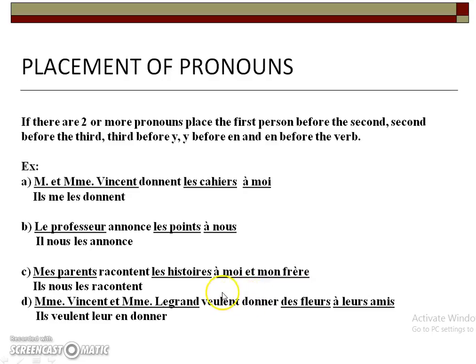Now, the reason that we do not place the pronouns before veulent is that in English we translate it as Mr. and Mrs. Legrand wish to give them to them. So, in English, after whichever verb we place the pronouns, in French we place it before that verb. Our sentence does not say as they, them, to them wish to give. Our sentence says they wish to give them to them, and hence the pronouns are placed before donner.